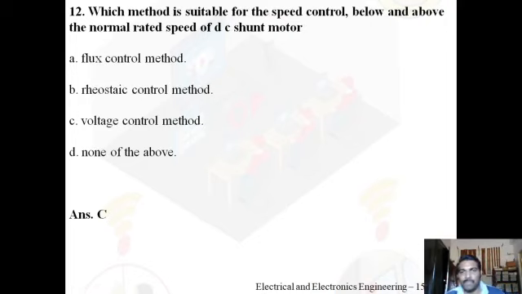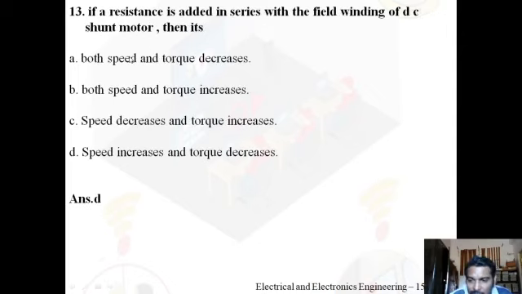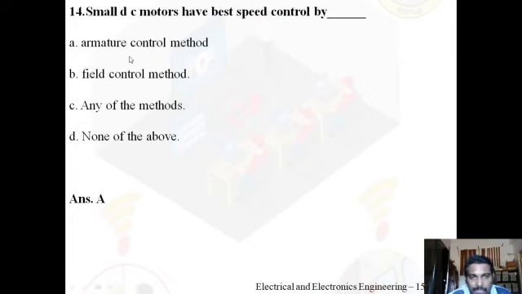Which method is suitable for speed control below and above the normal rated speed of a DC shunt motor? In the flux control method, we have seen the speed above the rated speed. In the armature rheostatic control method, you have seen it is below the rated speed. So you can go for option C, that is the voltage control method. By the voltage control method, you can vary the speed above and below the rated speed of a DC motor.